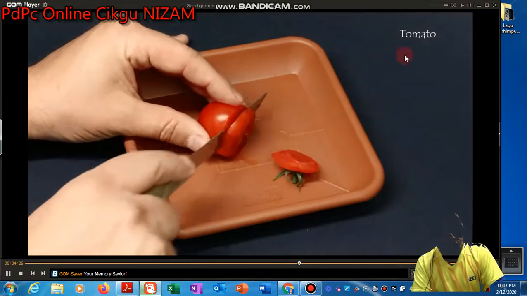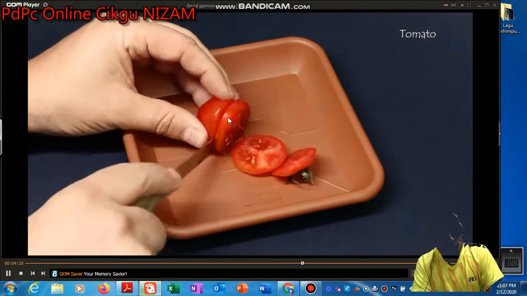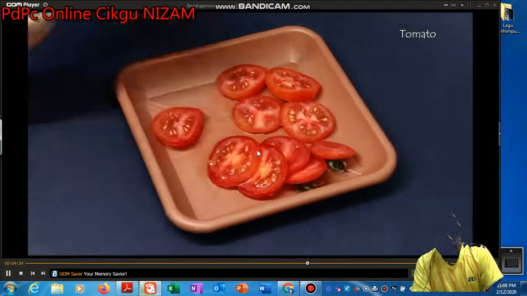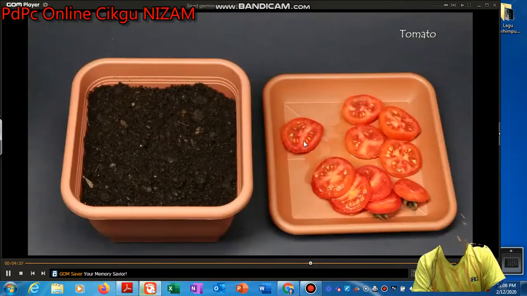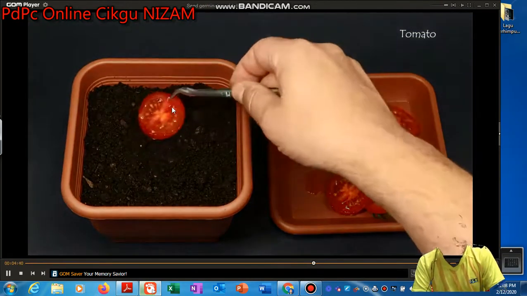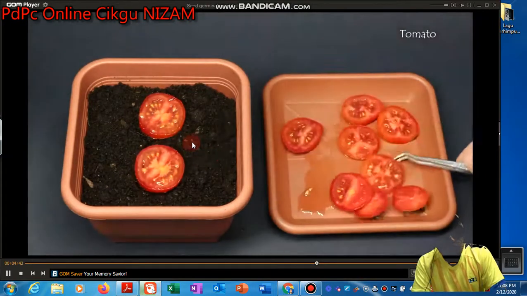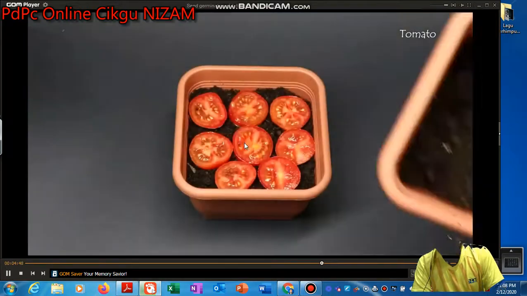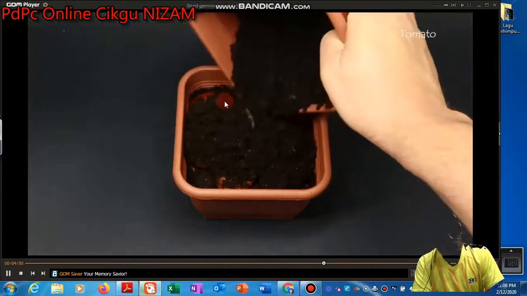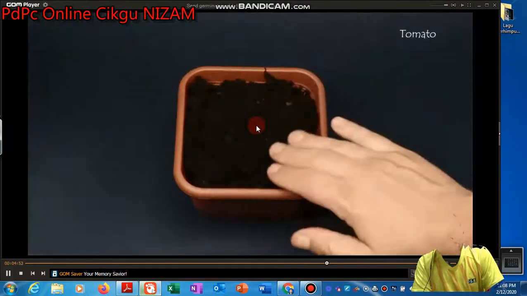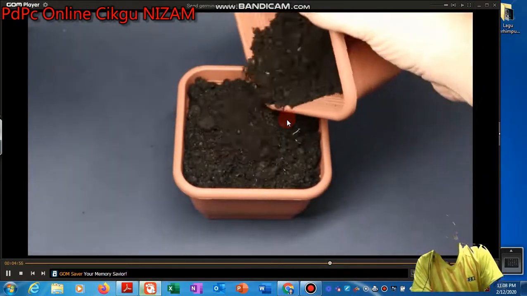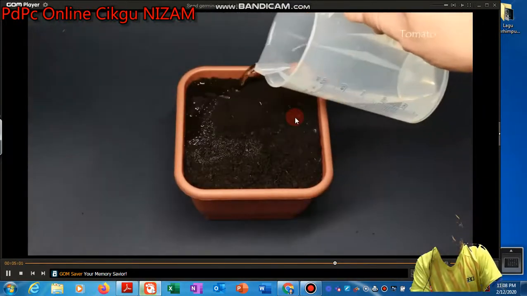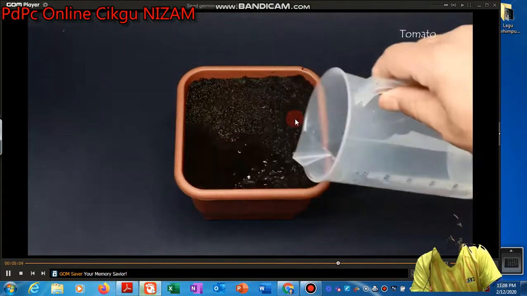Okay, now we look into tomato. Tomato fruit cut into pieces, and then inside the tomato we have seed here. You can see seed here. So we want to plant the seed, and you can see from here it will produce a new plant from a seed, from the tomato seed. Okay, pour water.